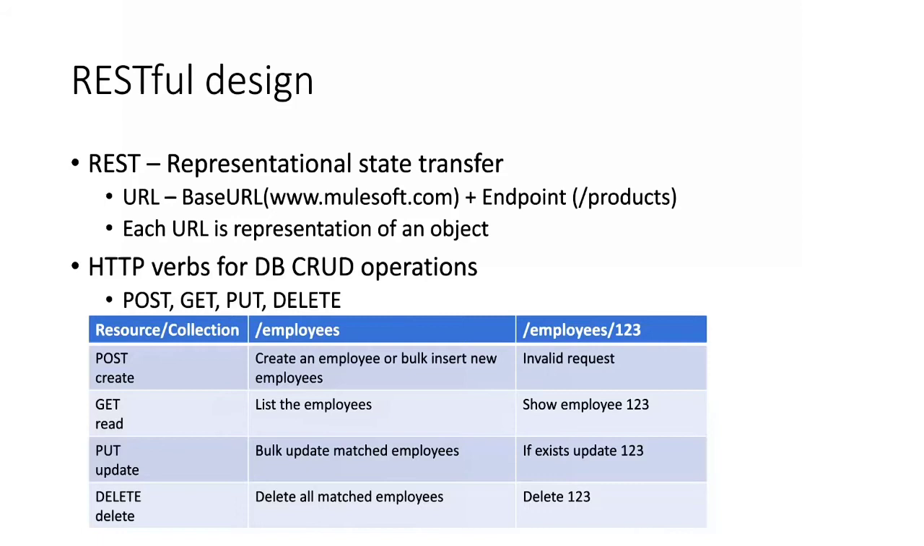Next, I have the GET request. GET is similar to read, the R in CRUD. You can get the list of all employees with this endpoint. And if you use this method on the employee ID endpoint, you will get the details of employee 123.